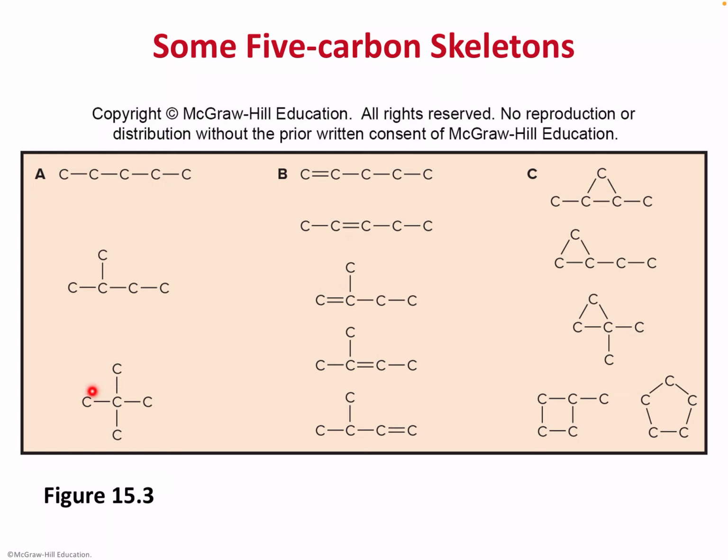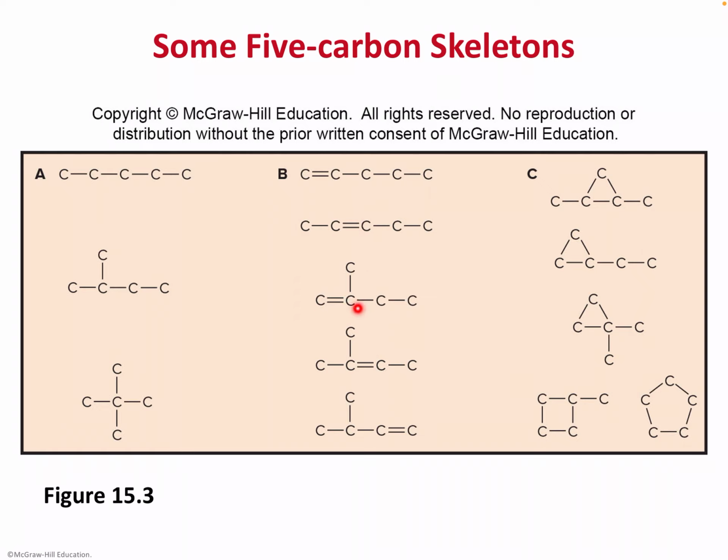Okay, here's another arrangement of 5 carbons. It's different from these two. Central carbon, and you have 5. Here's another one. Now we have a double bond here. 1, 2, 3, 4, 5. Double bond at the end. Here you have the double bond in the middle carbons, 2 carbons. So these are 2 different compounds.